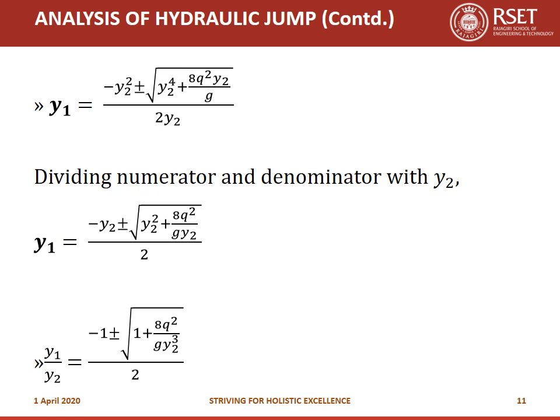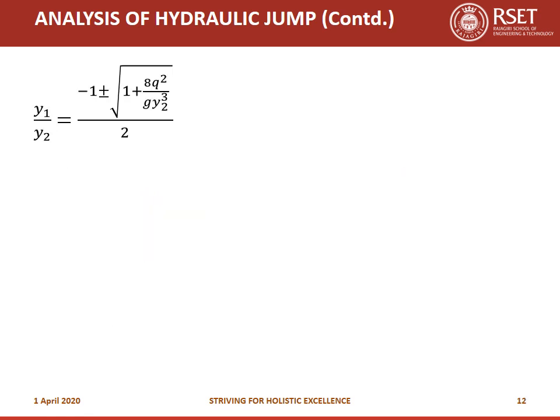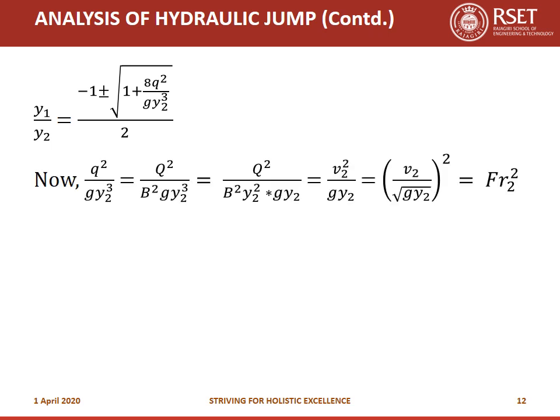Now, this is also not the final expression. I am still going to analyze it further. This is where we had ended: y1 by y2 is equal to minus 1 plus or minus root of 1 plus 8Q squared by g y2 cube, divided by 2. This term, 8Q squared by g y2 cube, I could simplify further, so I'm going to separate it out. Q squared by g y2 cube is the same as capital Q squared by b squared, since small letter q is discharge per unit width, capital Q by b.